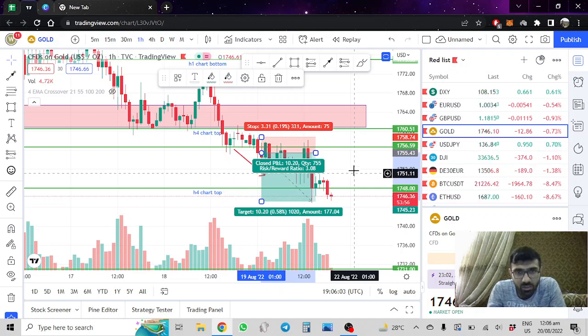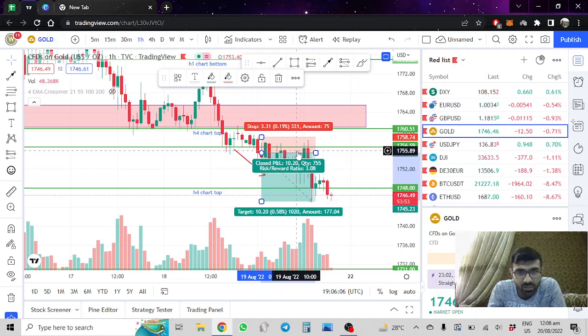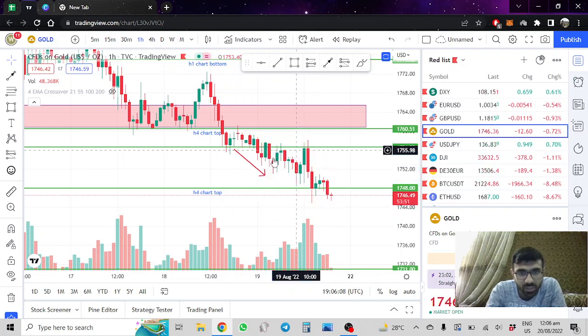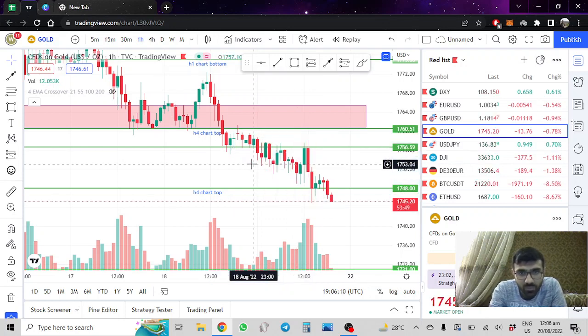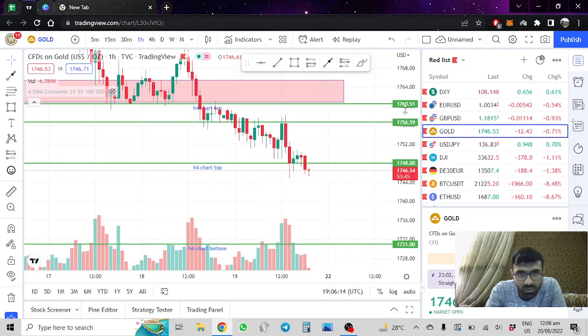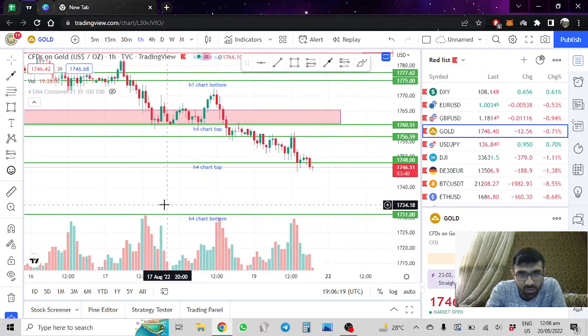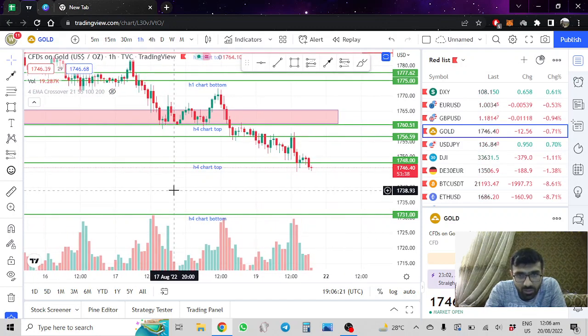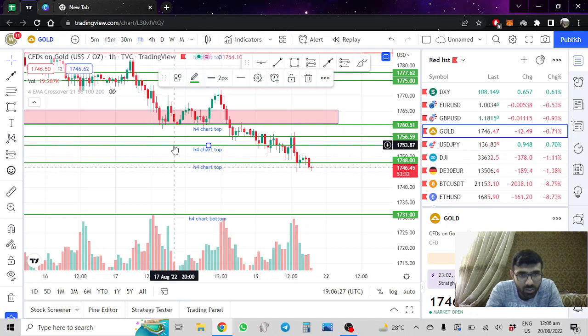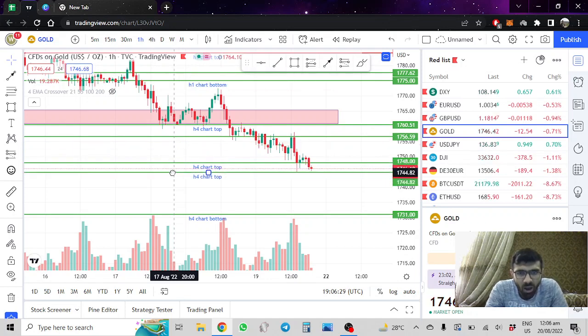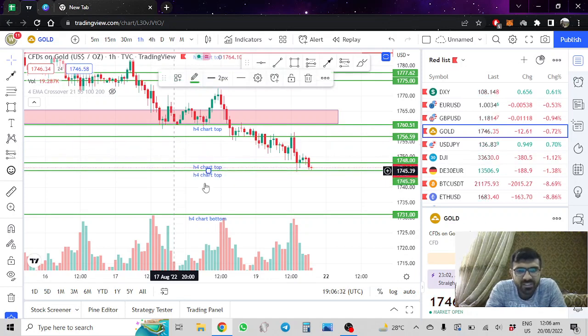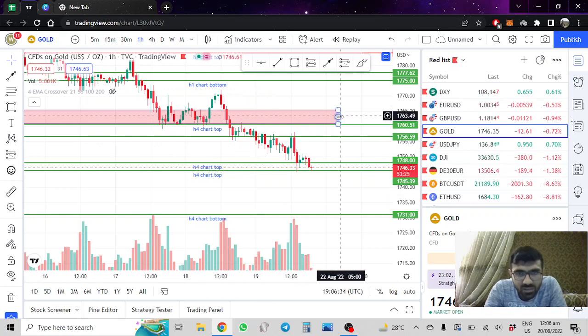Okay, now let's try and figure out what might happen tomorrow, which would be Monday. So we are gonna see what gold is gonna do. We are going to try and figure it out. Okay, so let me mark another area of support. Okay, so this is an area of support.